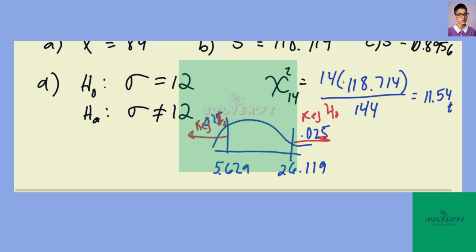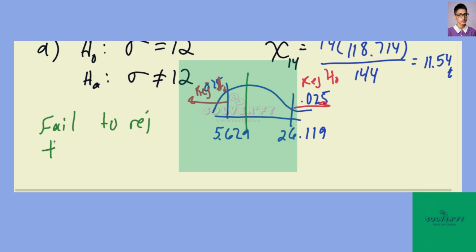And we can see that our test statistic falls maybe about here. So we would fail to reject the null. So there is not evidence to say that that standard deviation is different from 12. It seems to be consistent. Our data is consistent with a standard deviation being 12.